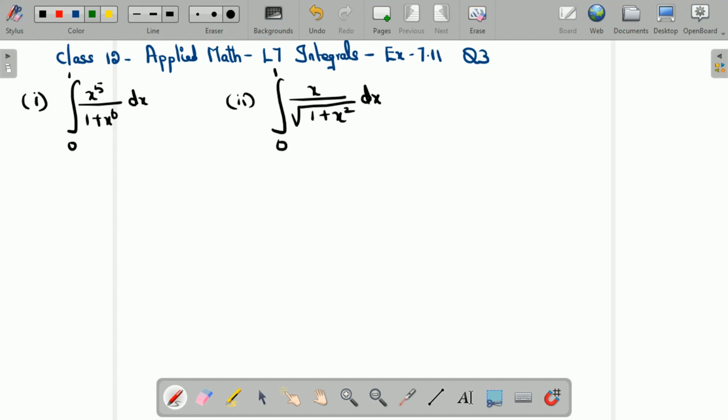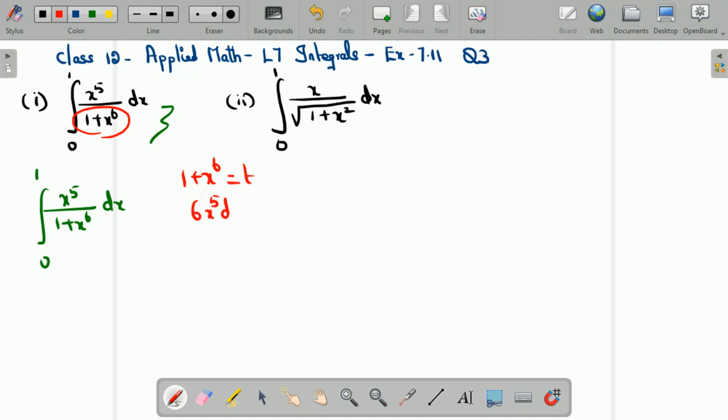In this video, let's find the solution for the third question in exercise 7.11. So let's take up the first subdivision, integral 0 to 1 x power 5 divided by 1 plus x power 6 dx. We are going to put this entire 1 plus x power 6 is equal to t. So this means 6x power 5 dx is equal to dt, or x power 5 dx is equal to dt divided by 6. So the integration will modify as dt by 6, the whole thing by t.